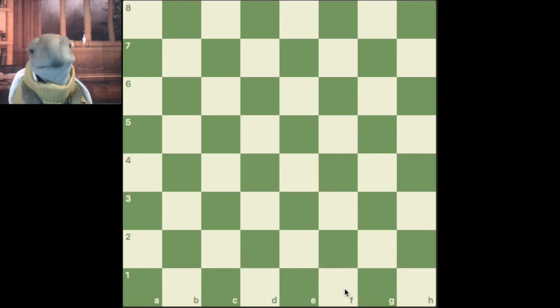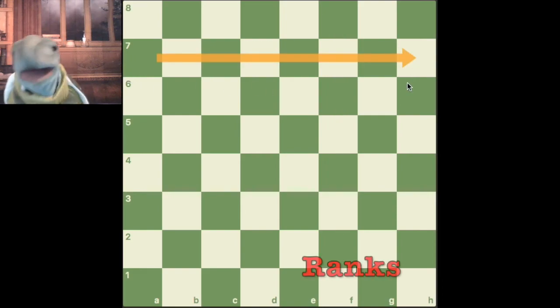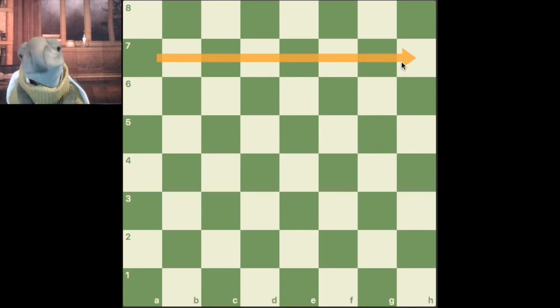Roadways that go up and down and contain 8 squares are called files. This is the F file. Roadways that go side to side are called ranks. They also contain 8 squares. This is the 7th rank.